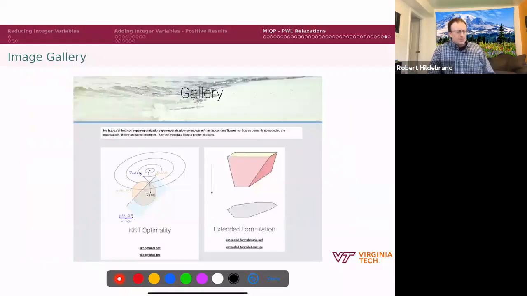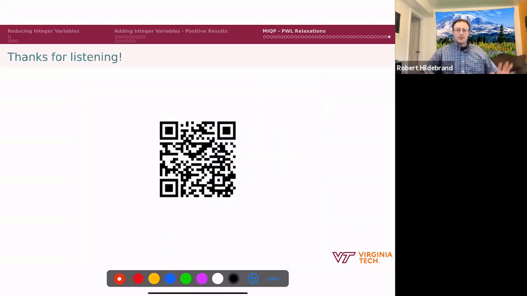And then the last part of this is I'm trying to build an image gallery. Some of us spend a lot of time making nice images, and if you have nice images that you're interested in sharing, you can upload them to the gallery, and then everyone can have pretty images for their talks. We have the PDF, and the tech files are here too. So if you want to borrow these, maybe you're studying extended formulations or KKT and you want a nice image or something. Okay, that's all my talking.